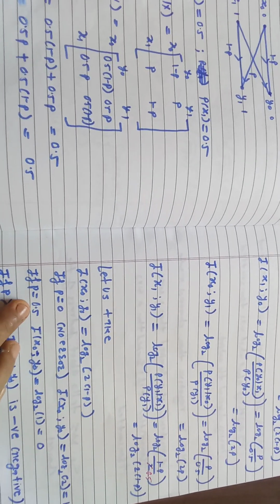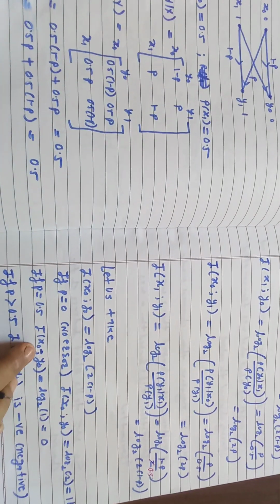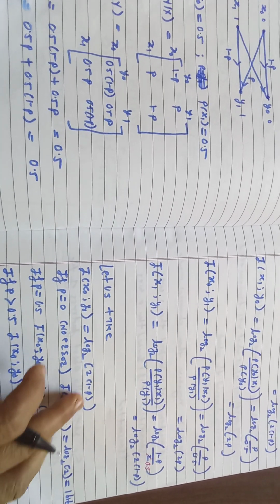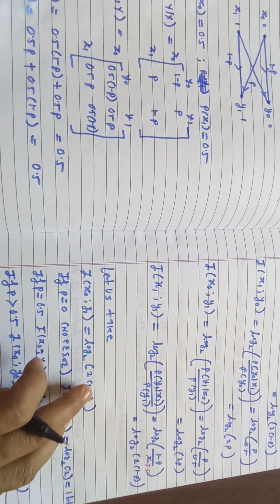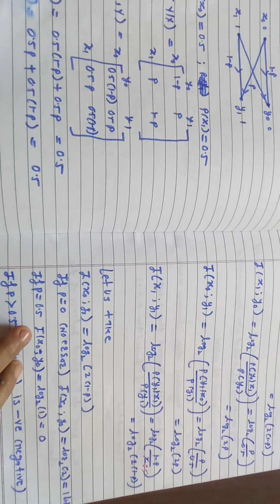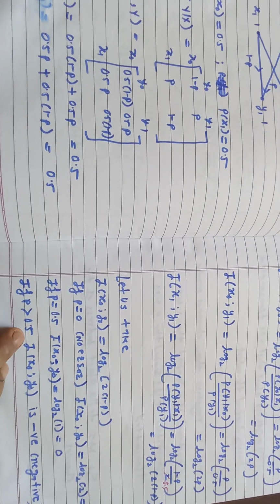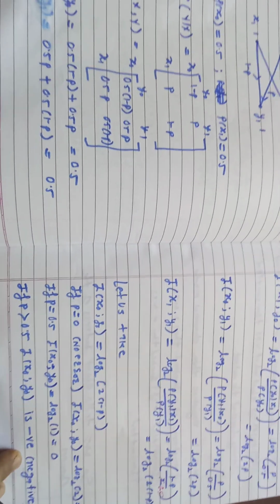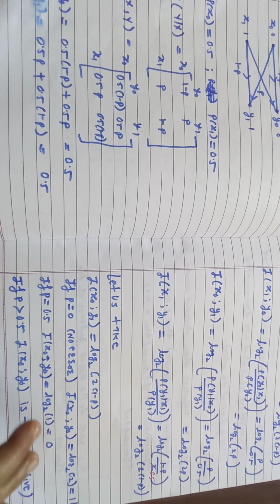If the probability of error p is equal to 0.5, then I(x0; y0) is log2 of 2(1 minus 0.5), that is 0.5 into 2, that is 1, log2 of 1, which is equal to 0. So if p is 0.5, mutual information is 0. And if p is greater than 0.5, you get I(x0; y0) negative. So you have computed it with different values of p.